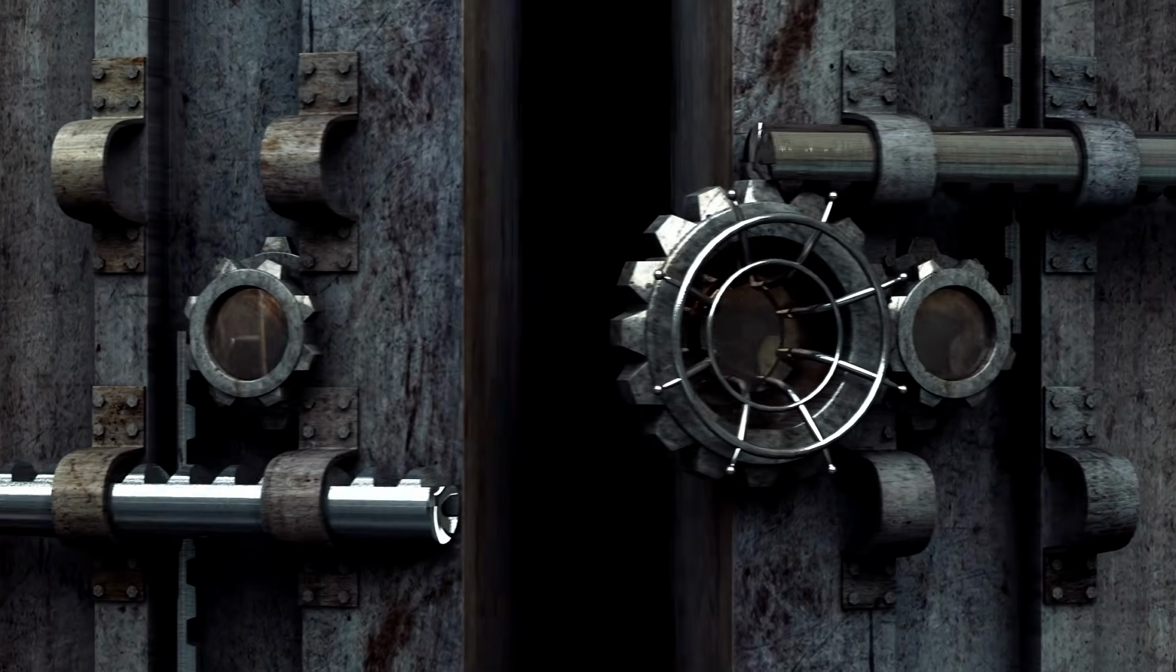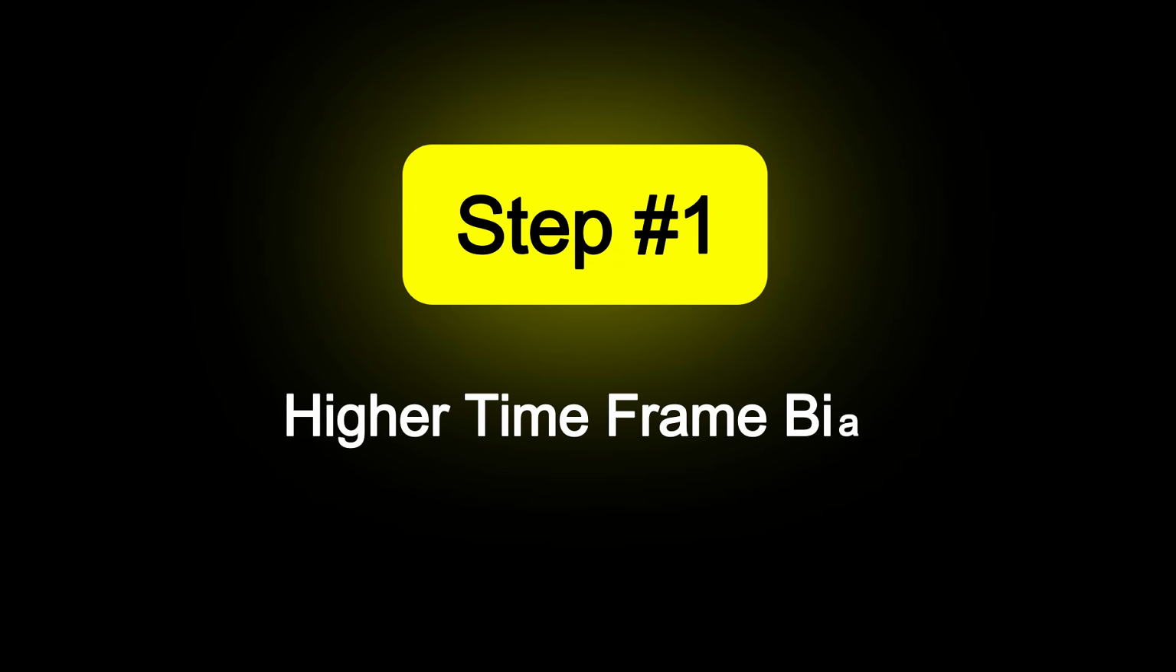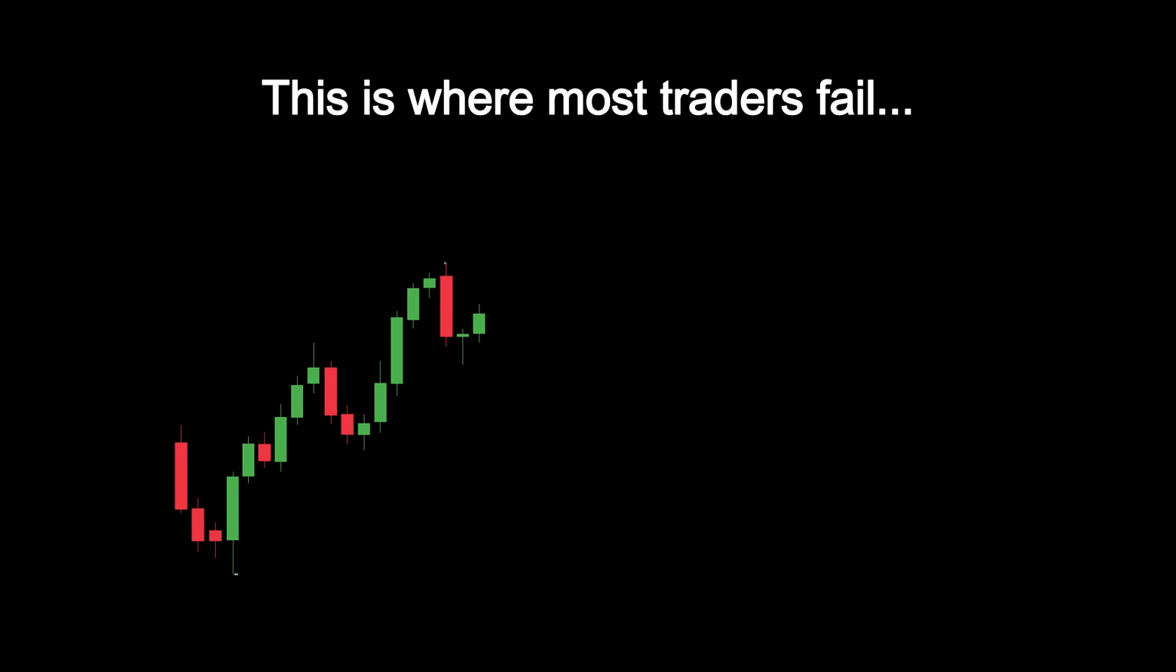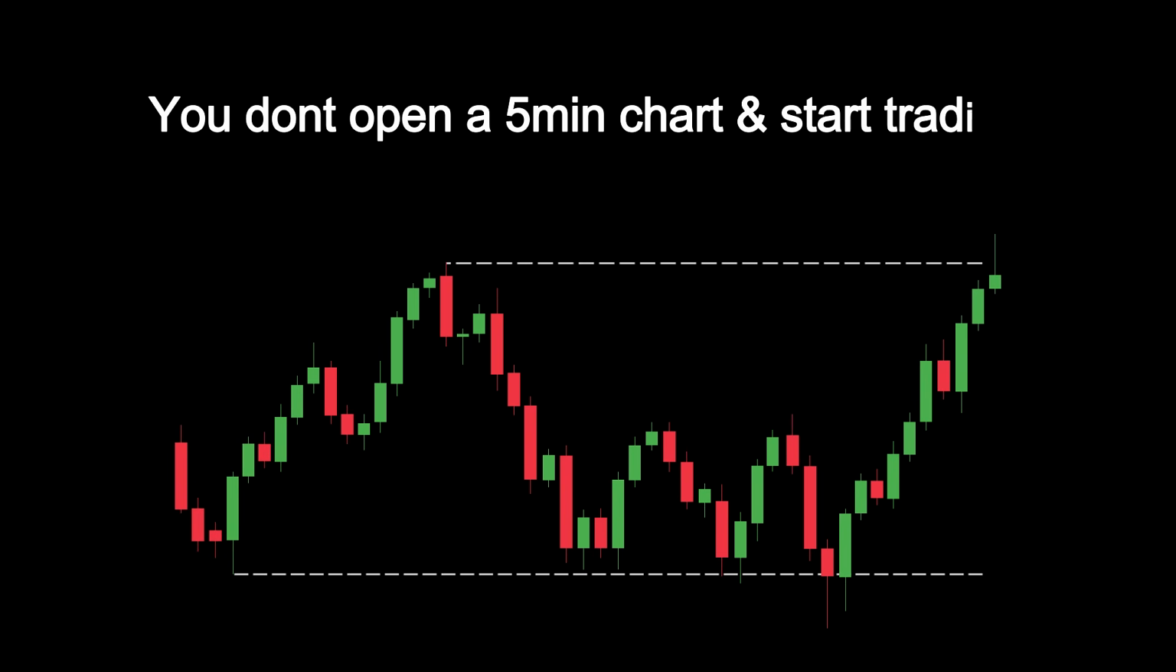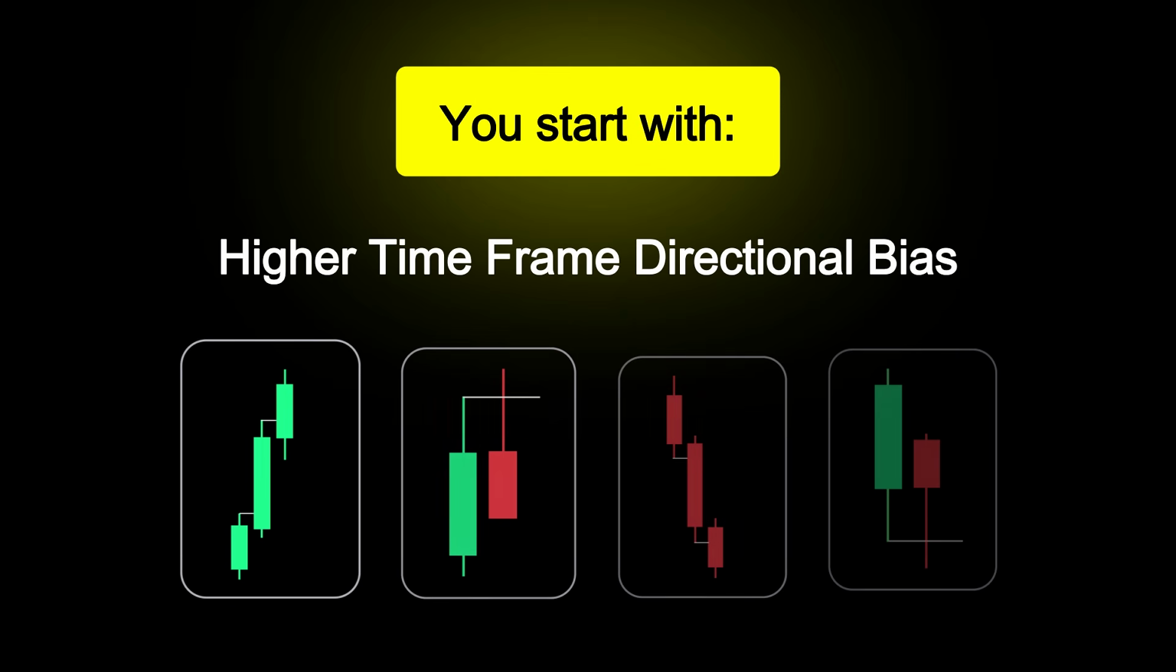All right, let's break this down. Step number 1, higher time frame bias and key level. This is where most traders fail and why they lose. You don't just open a 5-minute chart and start trading. You start with higher time frame directional bias.